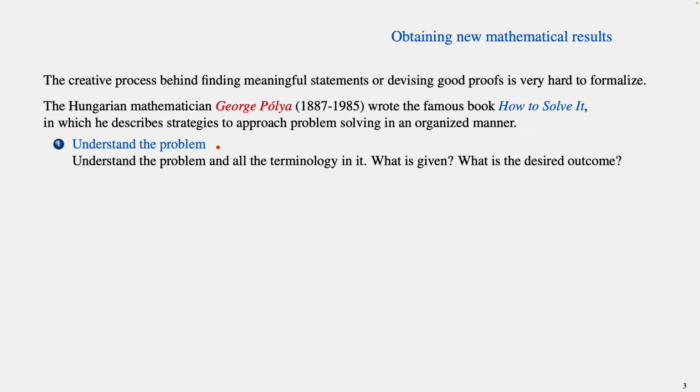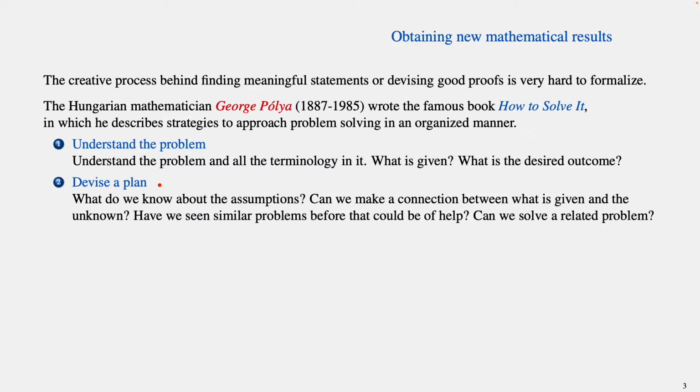The first one is to make sure you understand the problem. So look at the terminology that is used and make sure you understand all the terms that appear in the problem description. Understand what the assumptions are, and then understand what the desired outcome is. For example, what is the statement that you are expected to prove and how do its parts relate to the assumptions?